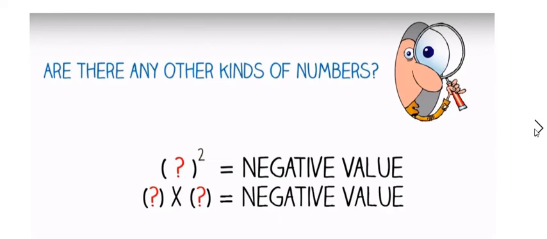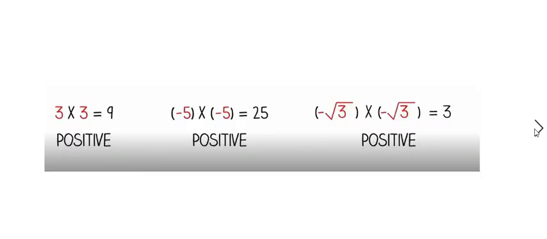We will try. 3 times 3 is 9, positive. Negative 5 times negative 5 is 25, positive. Negative root 3 times negative root 3 is 3, positive again. No luck. We will come back to this, don't worry.